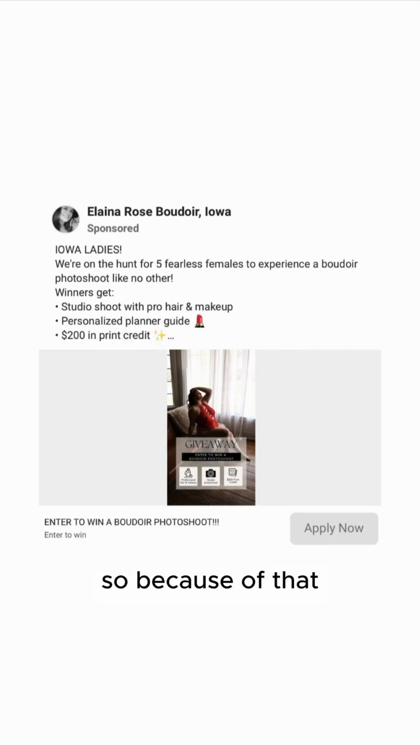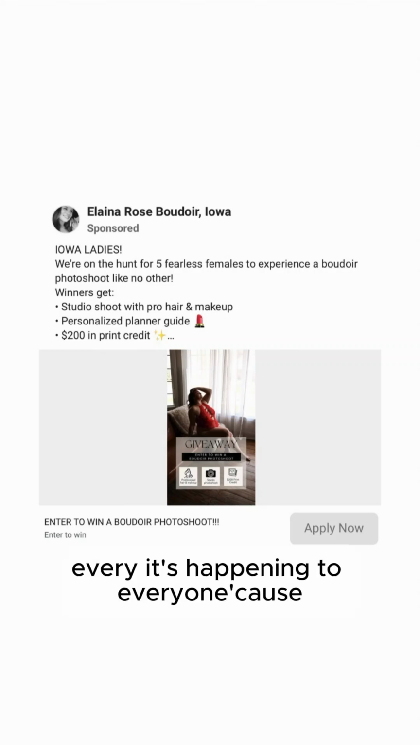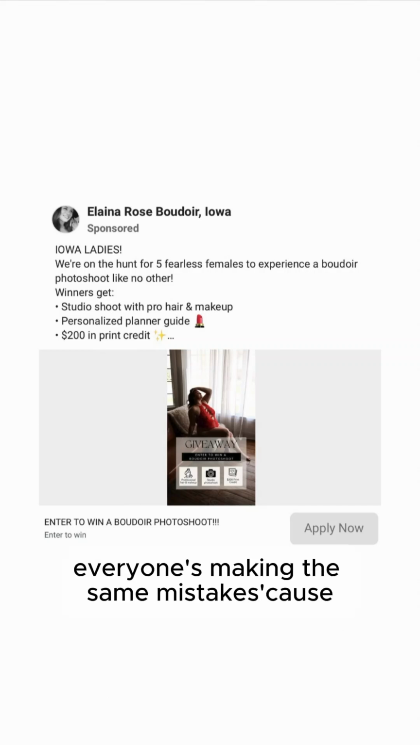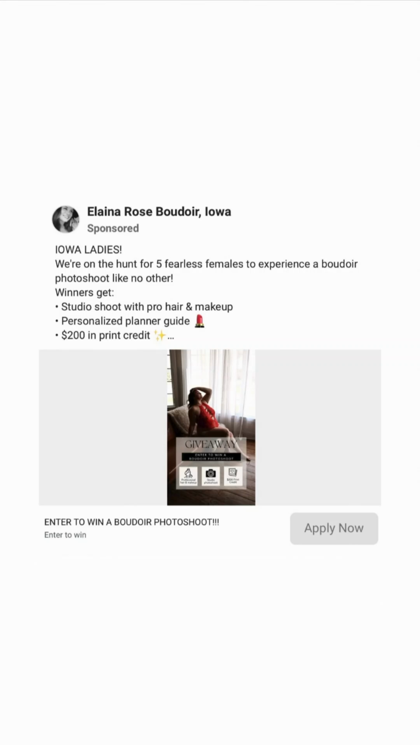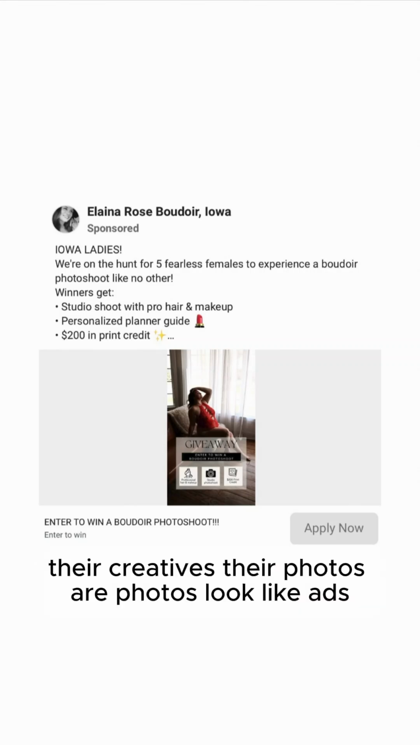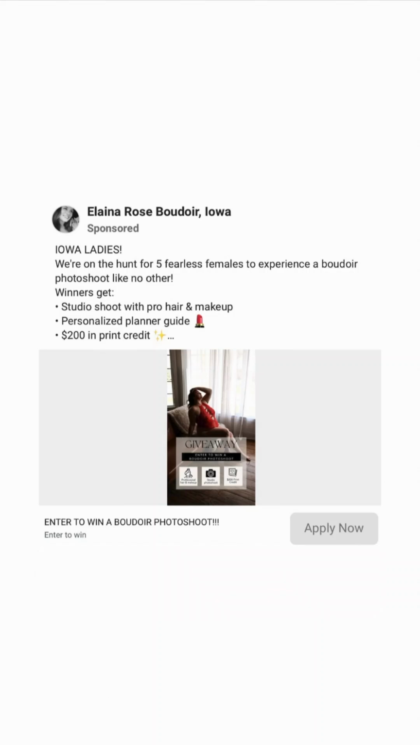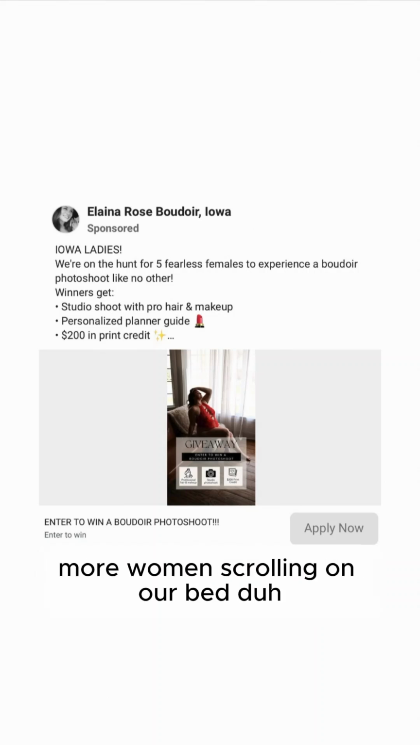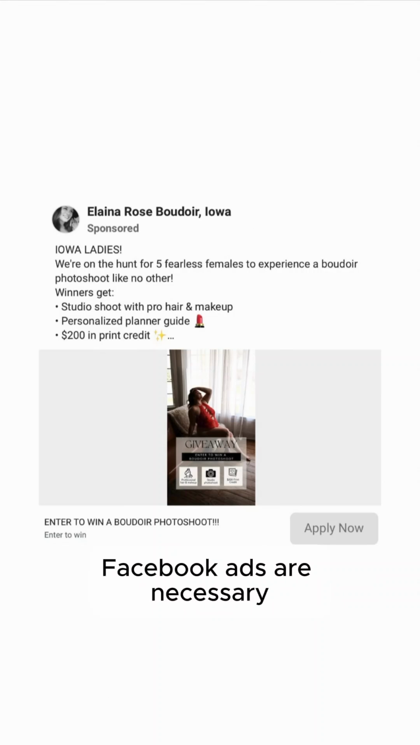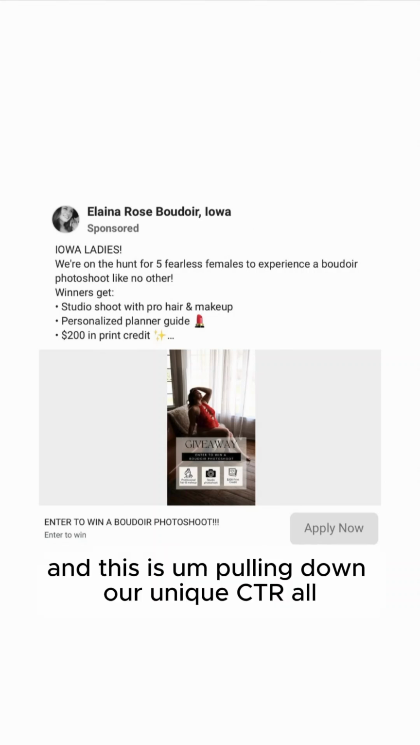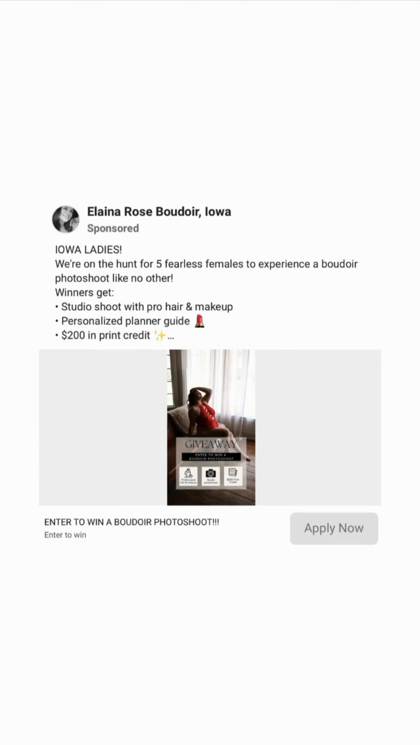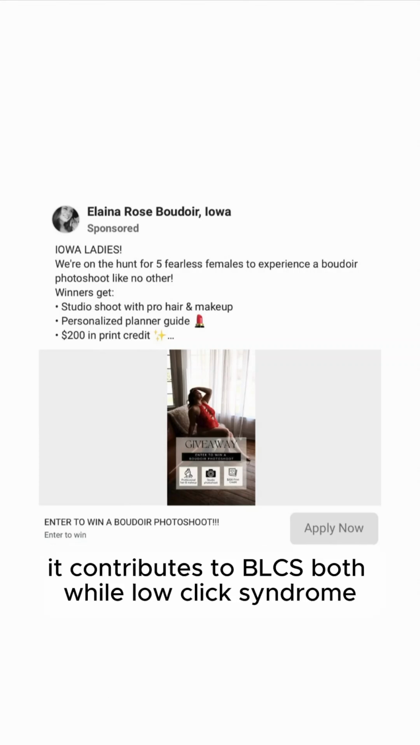So because of that, it's happened to everyone because everyone's making the same mistakes because everyone's ads look like ads, or at least their creatives. Their photos look like ads. So the consequence of this, way more women scrolling our Boudoir Facebook ads than necessary. And this is pulling down our unique CTR. And when it's pulling down our unique CTR, it contributes to BLCS, Boudoir low click syndrome.